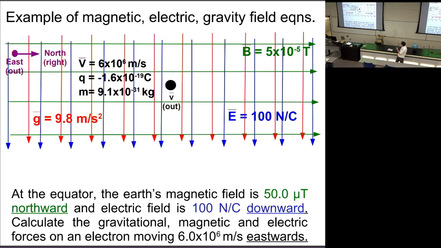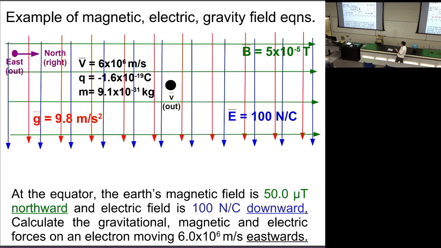Okay, that field strength is tiny in Teslas. It's about 50 microteslas. So we know these three fields, and we've got a moving electron in those fields.